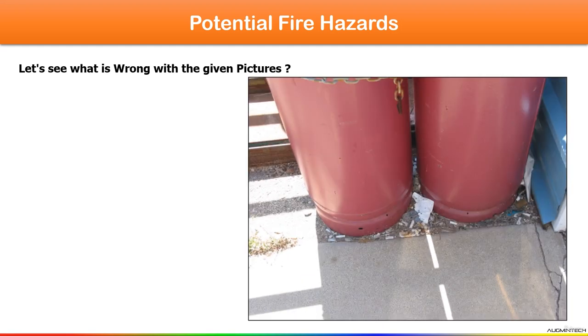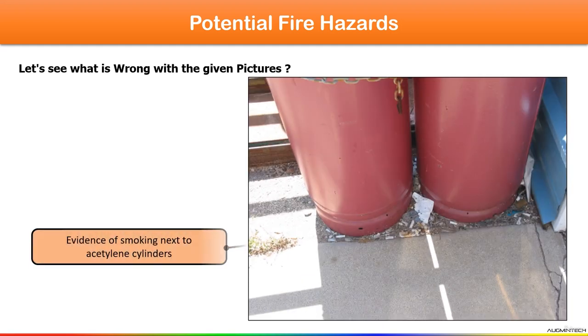Now come to our next image. Here we have two cylinders. When you see here, we have evidence of smoking next to an acetylene cylinder. So always remember we have to keep all this evidence of smoking away from this acetylene cylinder, otherwise fire occurs. Okay, so we have to eliminate all these things. So this is about our potential fire hazards.